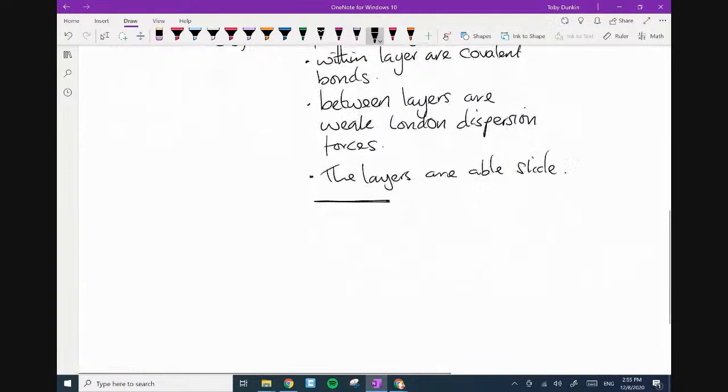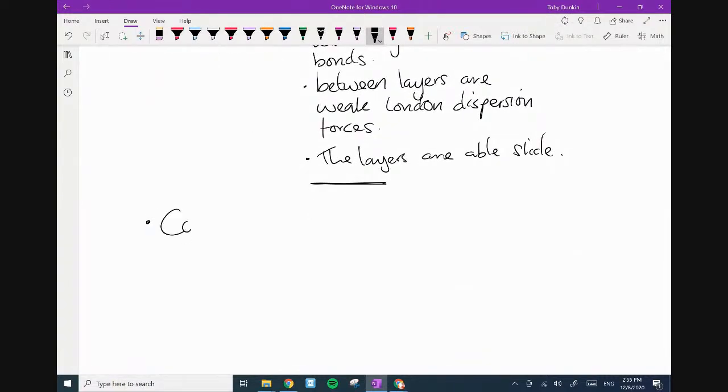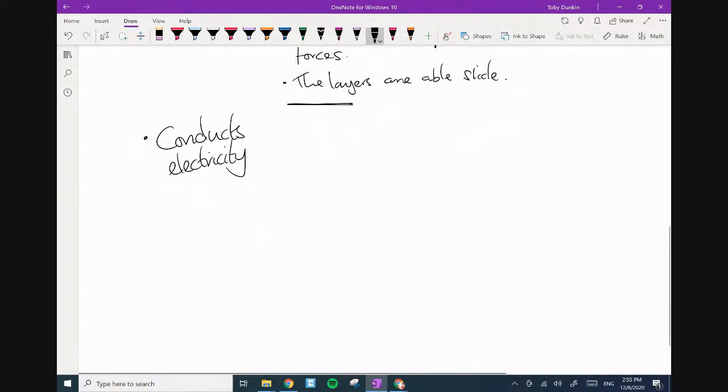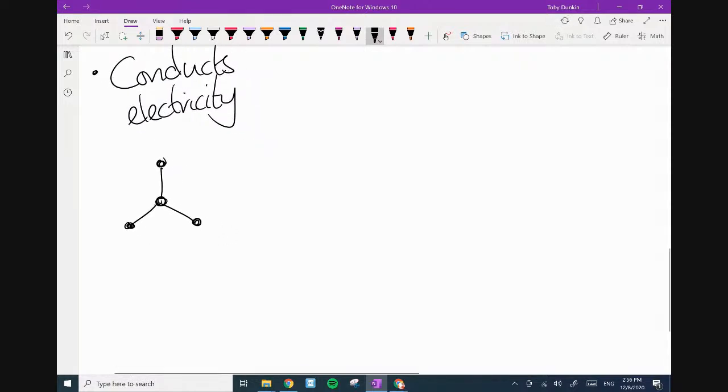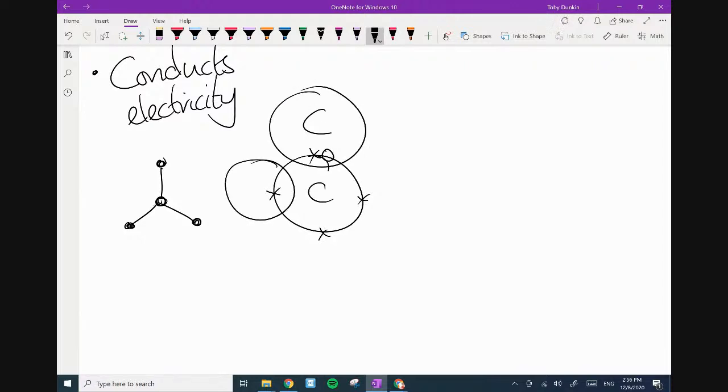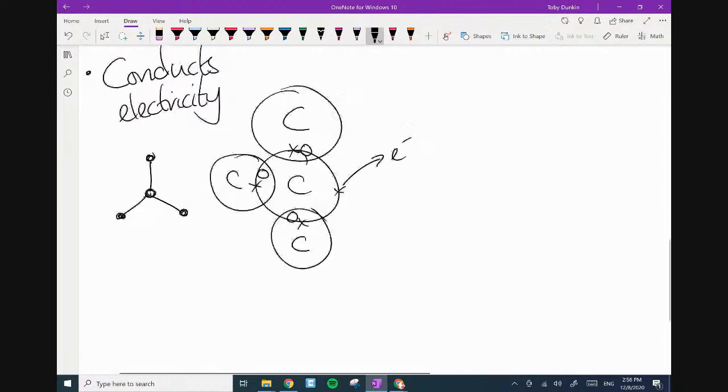Property number two, it conducts electricity. Now this one is straight out of GCSE. Let's explain it. We know that each carbon atom forms three covalent bonds with other carbons. We can convert that into a dot and cross. Carbon has four electrons in its outer shell. It's going to form three covalent bonds with its neighbor. And what you realize is there's something odd. That electron there will hop off.